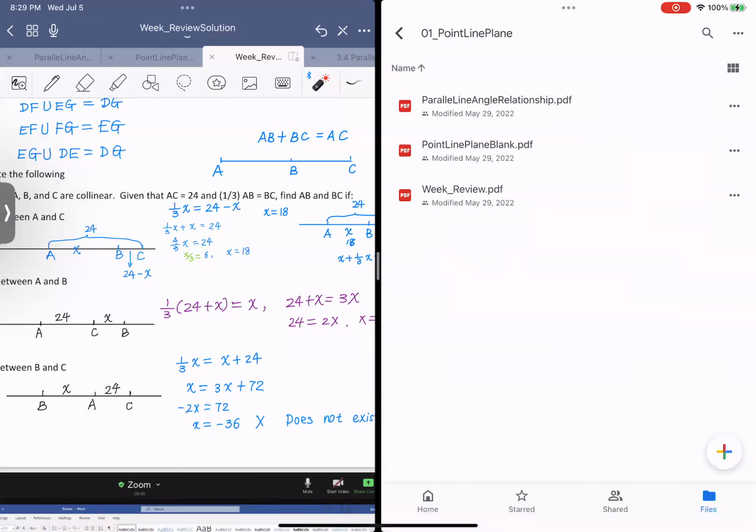Anybody else finish the homework? Finish the question? Yes, Sophie? Yes, you have every step correct. Perfect. Thank you. Who else?